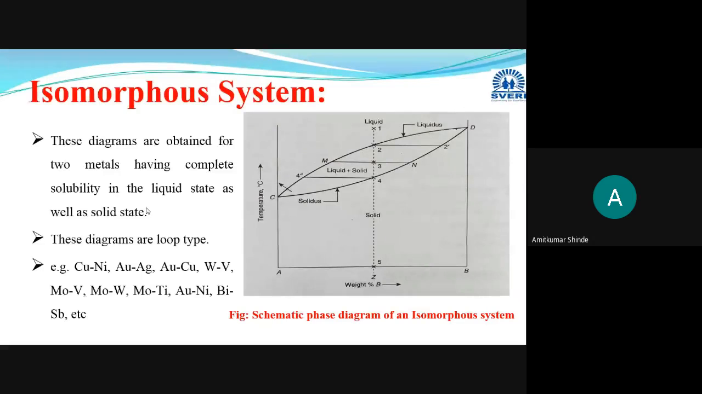Then you can take examples from your practical life, that is your gold ornaments. They will have some amount of silver and copper to provide a little bit of strength. Okay, these are the examples for that.